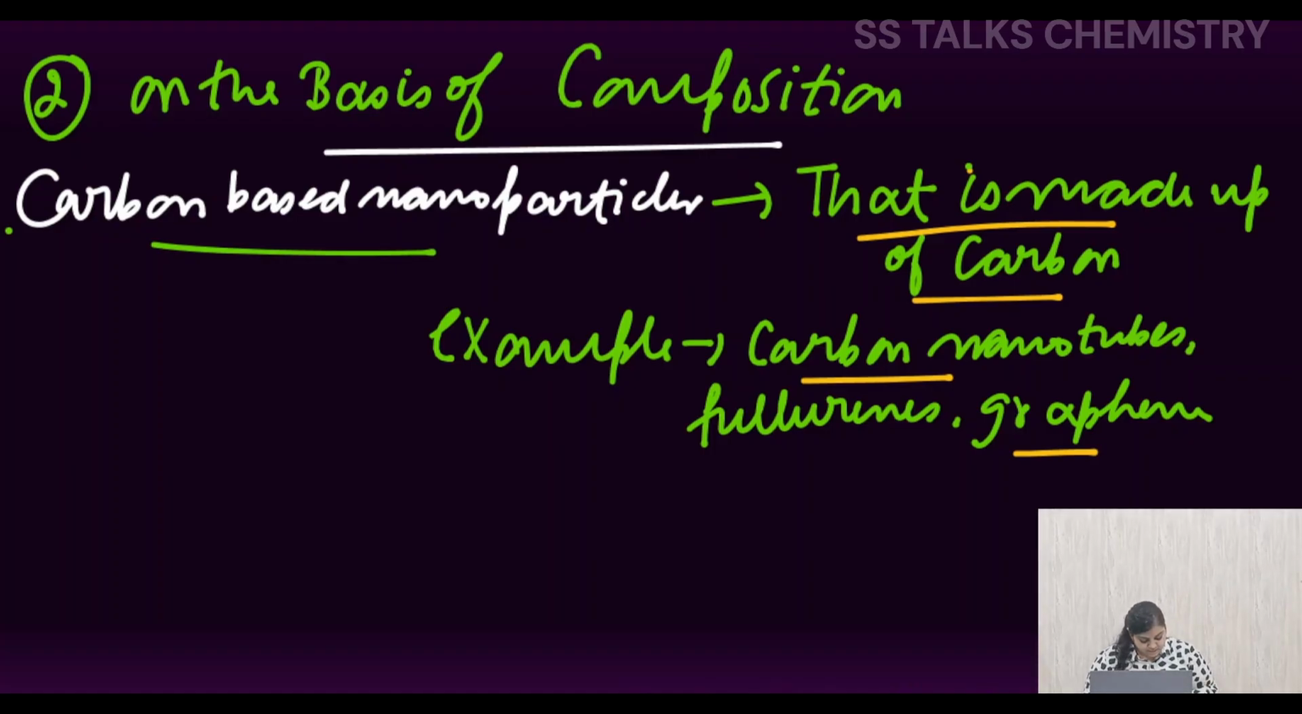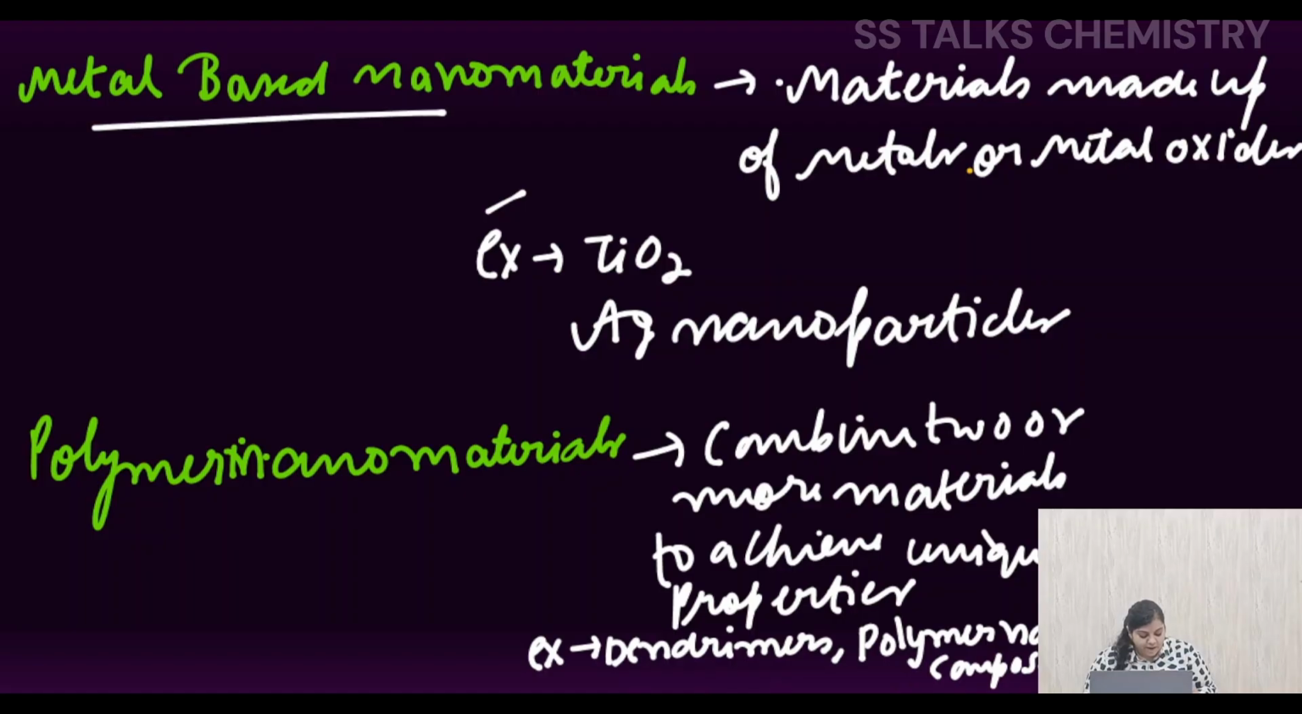Okay. Now next is the metal based. The second one is your metal based nanomaterials, which are made up of metals or metal oxides, right? Examples are titanium oxide and silver nanoparticles. Titanium oxide is used in photovoltaic cells, and silver nanoparticles are used basically in the purification of water. So these are made up of metals and metal oxides, and these are your metal based nanomaterials.